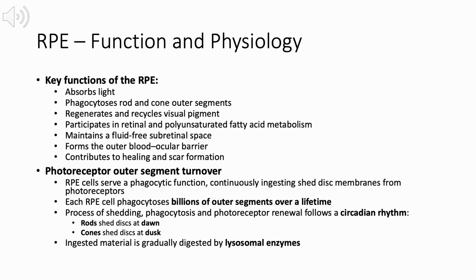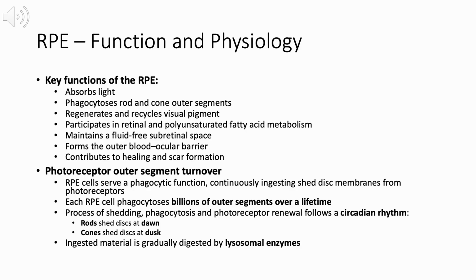The RPE performs several key functions that are essential for retinal health and visual function. These include absorbing light, phagocytosing rod and cone outer segments, regenerating and recycling visual pigment, and participating in retinal and polyunsaturated fatty acid metabolism. In addition, the RPE helps maintain a fluid-free subretinal space, forms the outer blood-ocular barrier, and contributes to healing and scar formation.